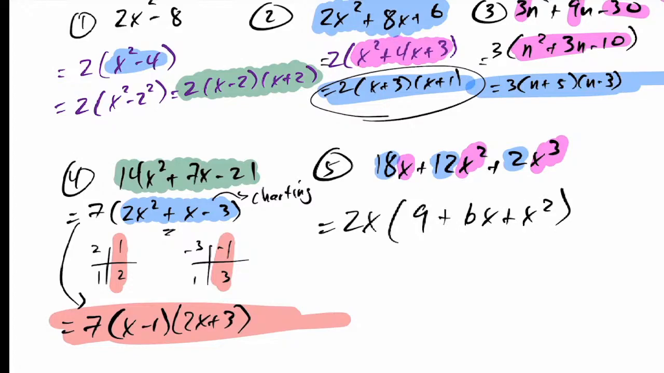And I got that by dividing. 18 divided by 2 is 9. 12 divided by 2 is 6. And 2 divided by 2 is 1. I'm taking an x away, so I have no x's. I have 1 less x and 1 less x. So 3 to 2, 2 to 1.